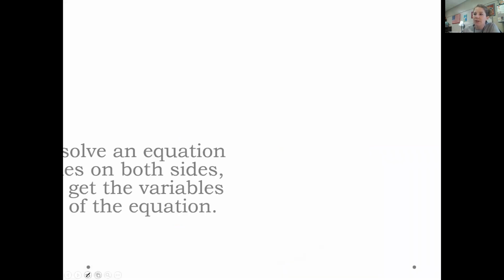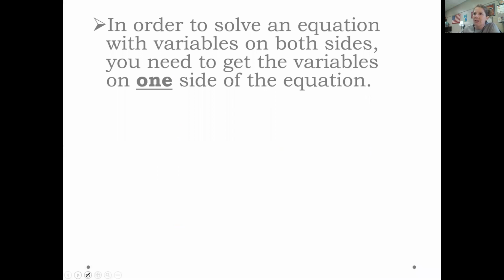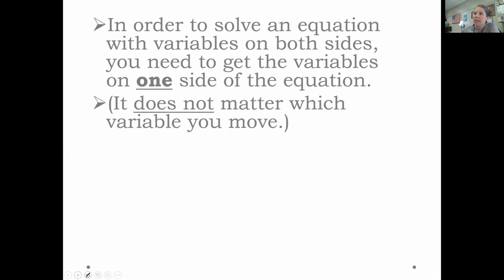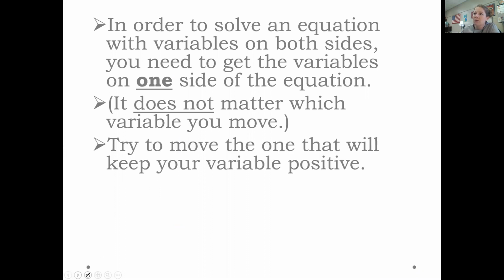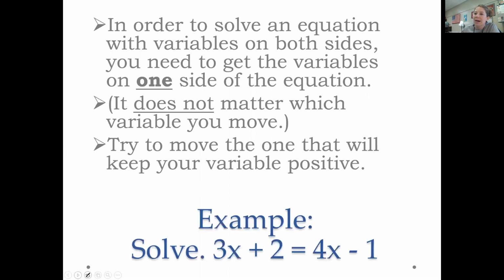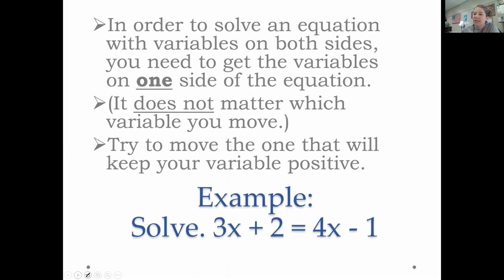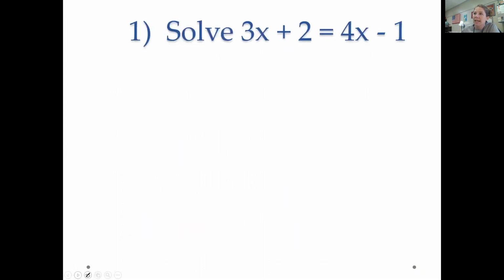Okay, so let's look at a couple problems here. In order to solve an equation with variables on both sides, you need to get all the variables on one side of the equal sign. It does not matter which variable you move. Try to move the one that will keep your variables positive. So this is the first example we're going to look at together.